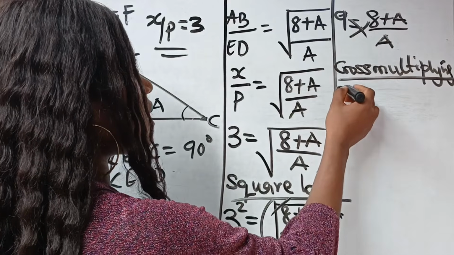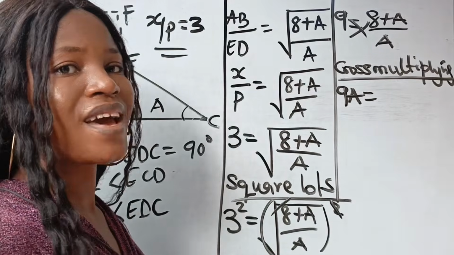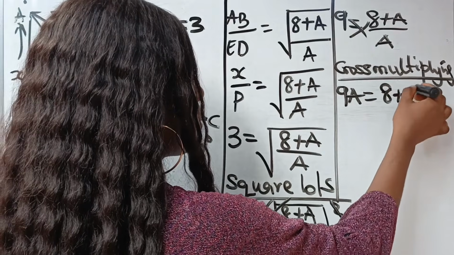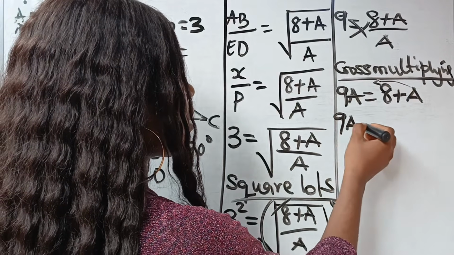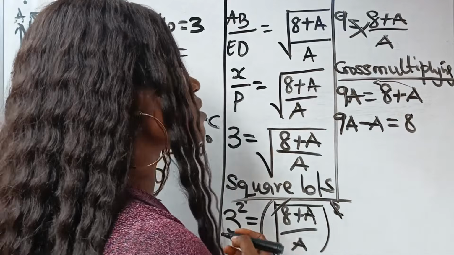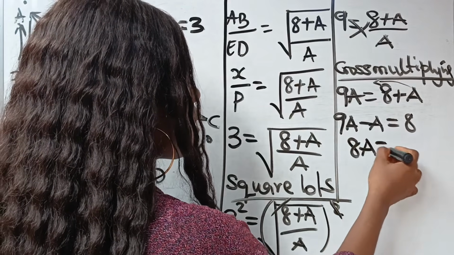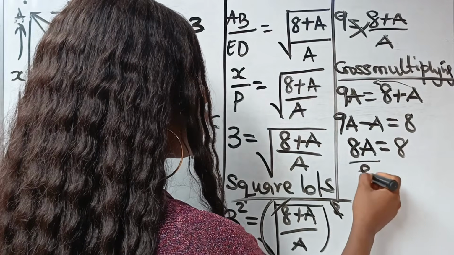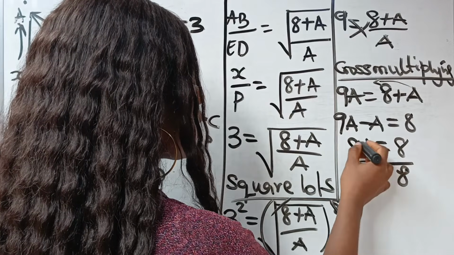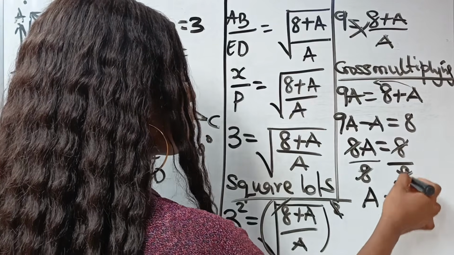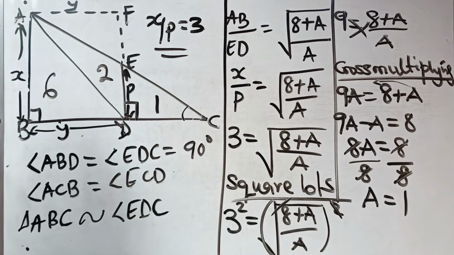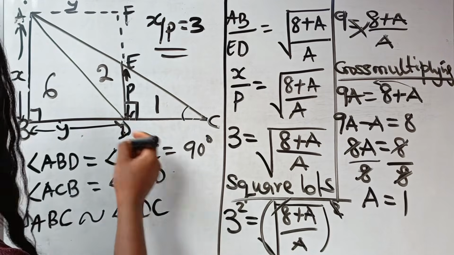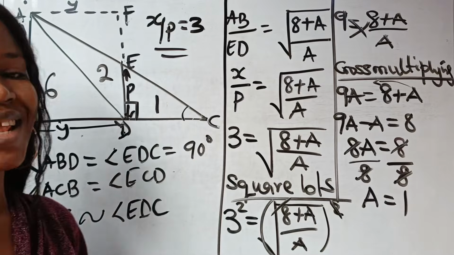Now cross multiplying, we have 9 times A is 9A, which is equal to 8 plus A. If we bring this to this side, we have 9A minus A is equal to 8. So 8A is equal to 8, and dividing by 8, we have that A is equal to 1. 1 square unit. So it means that here is 1. Therefore, the area of triangle ABC will be equal to 6 plus 2 plus 1, which is 9 units squared.